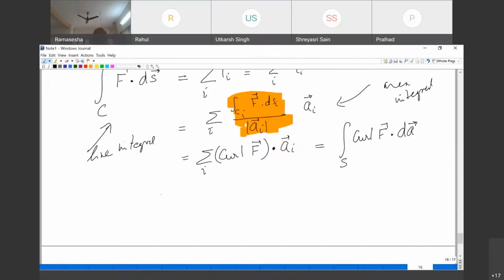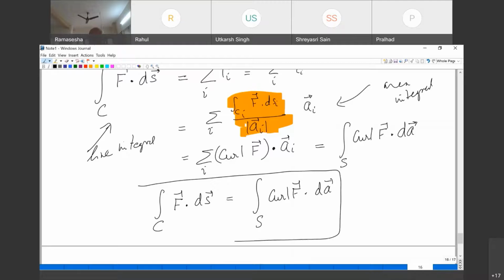So what I have is the integral over a closed curve C of f dot ds is equal to the integral over the surface area of curl of f dot dA. This is called Stokes theorem. Have you come across Stokes theorem? Yes. Okay, so this is how you show what the Stokes theorem is.